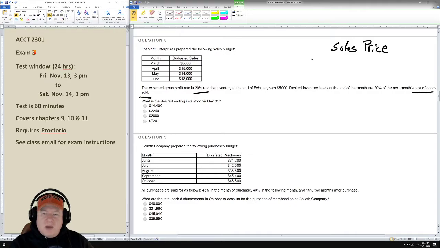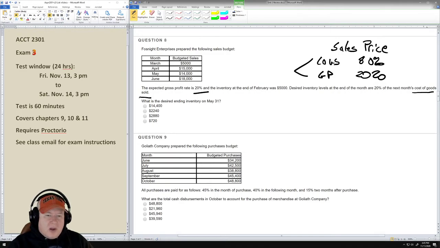We know it's made up of COGS and the gross profit. Well, they've already told us 20% is gross profit, so that must mean 80% of the sales price is the COGS. So if they're saying the inventory level at the end of the month is going to be 20% of next month's cost of goods sold.